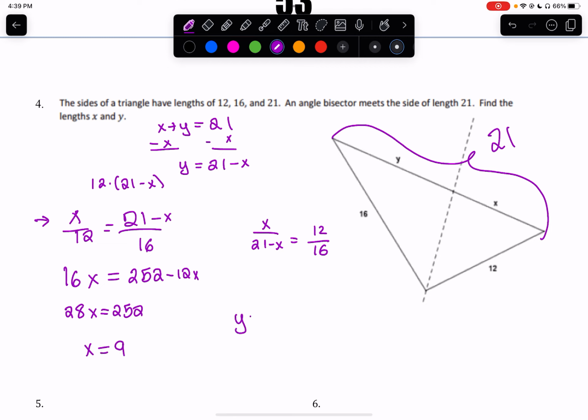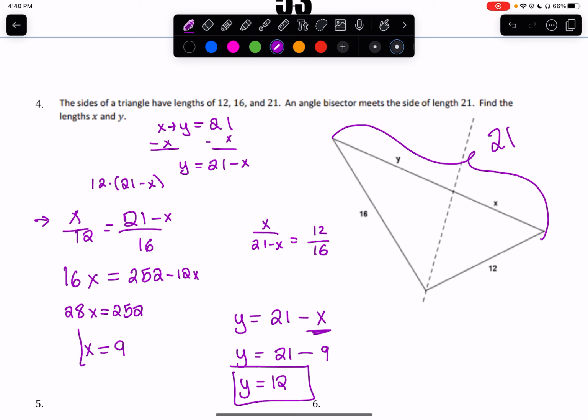And we know that y is equal to 21 minus x. So y is equal to 21 minus 9. So y is equal to 12. Those are your two answers.